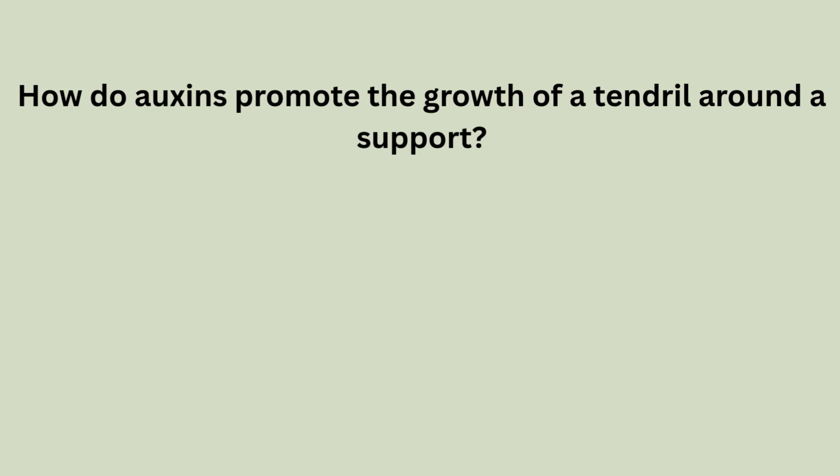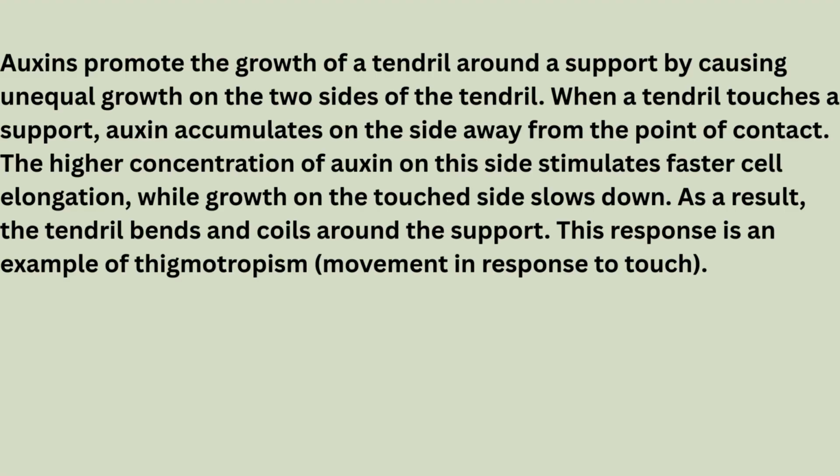How do auxins promote the growth of a tendril around a support? Auxins promote the growth of a tendril around a support by causing unequal growth on the two sides of the tendril. Whenever a tendril touches a support, auxin accumulates on the side away from the point of contact. The higher concentration of auxin on this side stimulates faster cell elongation, while growth on the touched side slows down. As a result, the tendril bends and coils around that support. This response is an example of thigmotropism, movement in response to touch.